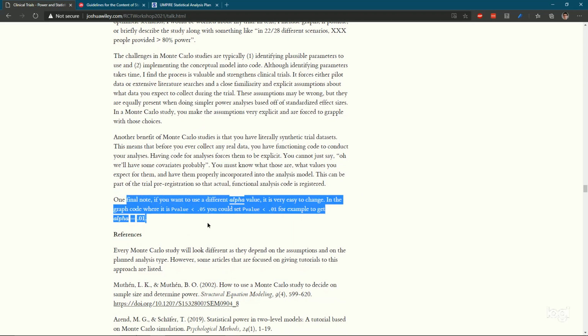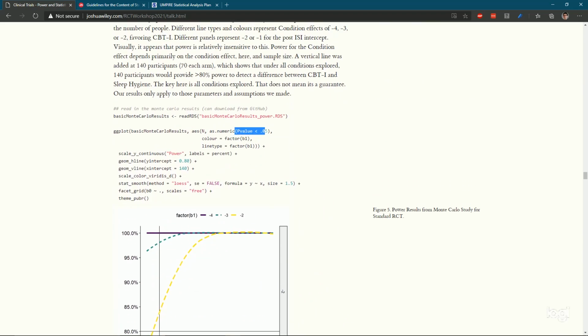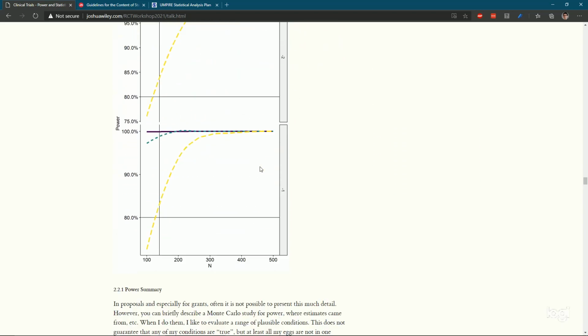Side note, benefit of Monte Carlo studies: if you want to use a different value, it's really easy to change. Up here, where I had in this code p-value less than 0.05, I could plug in p-value less than 0.01 or anything else that I wanted, and then I would get power based on that new alpha.